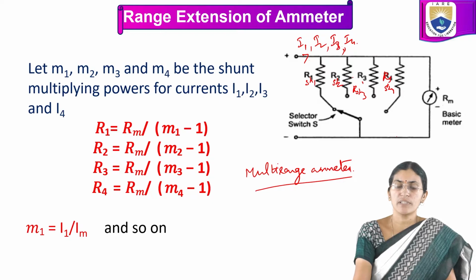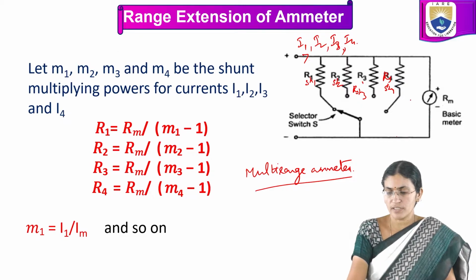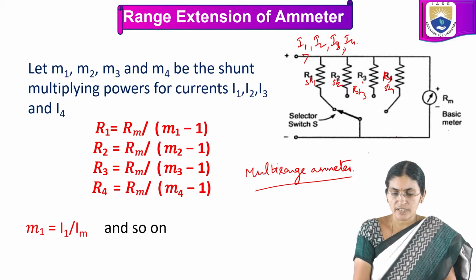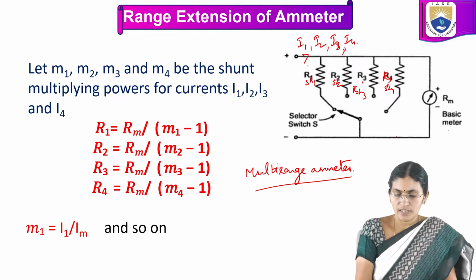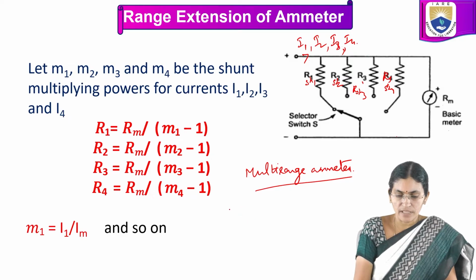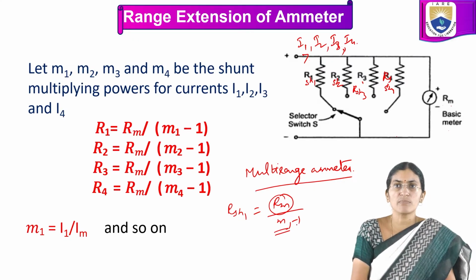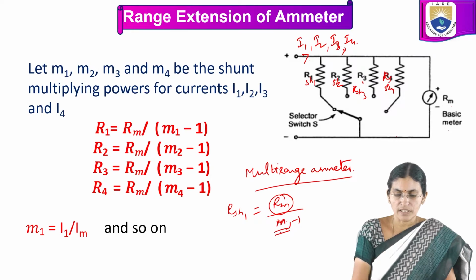Depending upon how many values you need to measure, that many shunts need to be connected in parallel with the meter. So with this circuit arrangement we can extend the range to 4 different current values. The same formula we can apply: RSH1 is equal to Rm divided by M1 minus 1. Rm is the meter resistance, so this will remain constant, whereas the multiplying factor will depend upon the total current. So M1 is equal to I1 divided by Im.